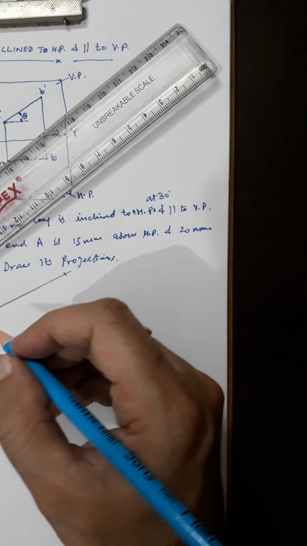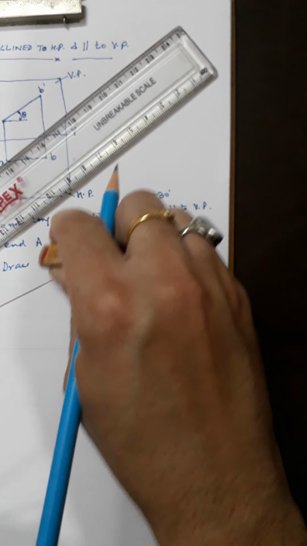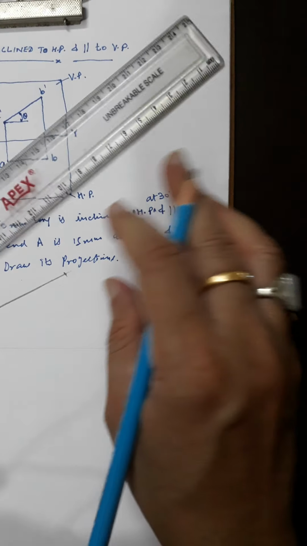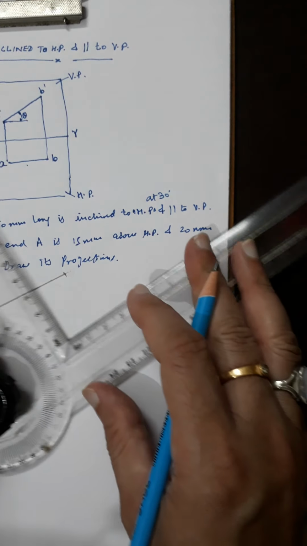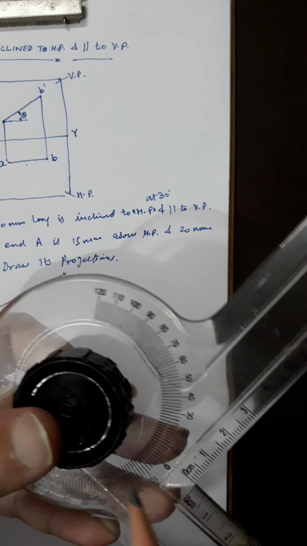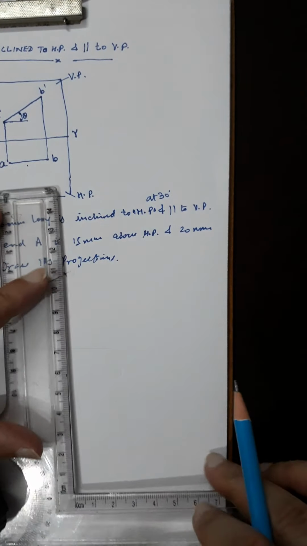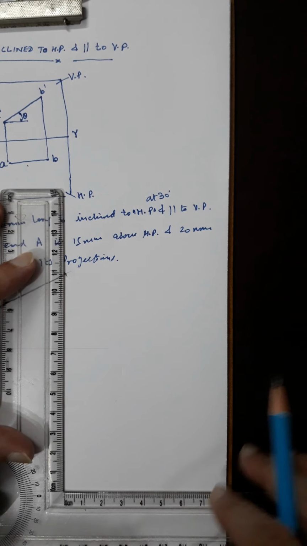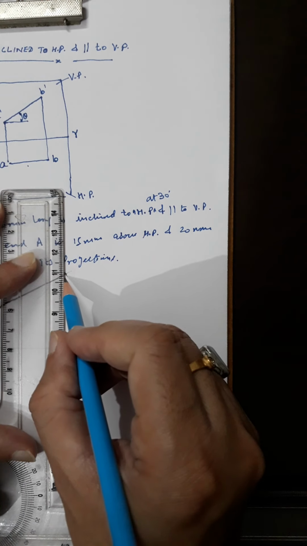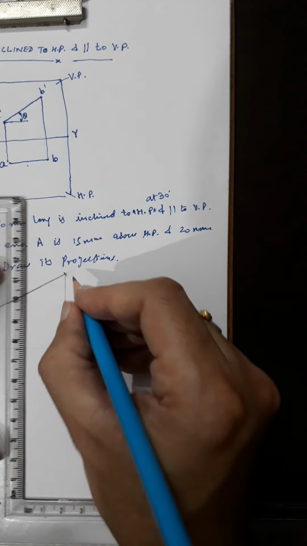So this is at an angle of 30 degrees. You can use a protractor as well, but I am using this scale. So it is 30 degrees here. All the degrees are given on this scale, you can check. But if you don't have this scale, you can use the protractor. Then you have to draw the vertical projector through this. So this is B dash.